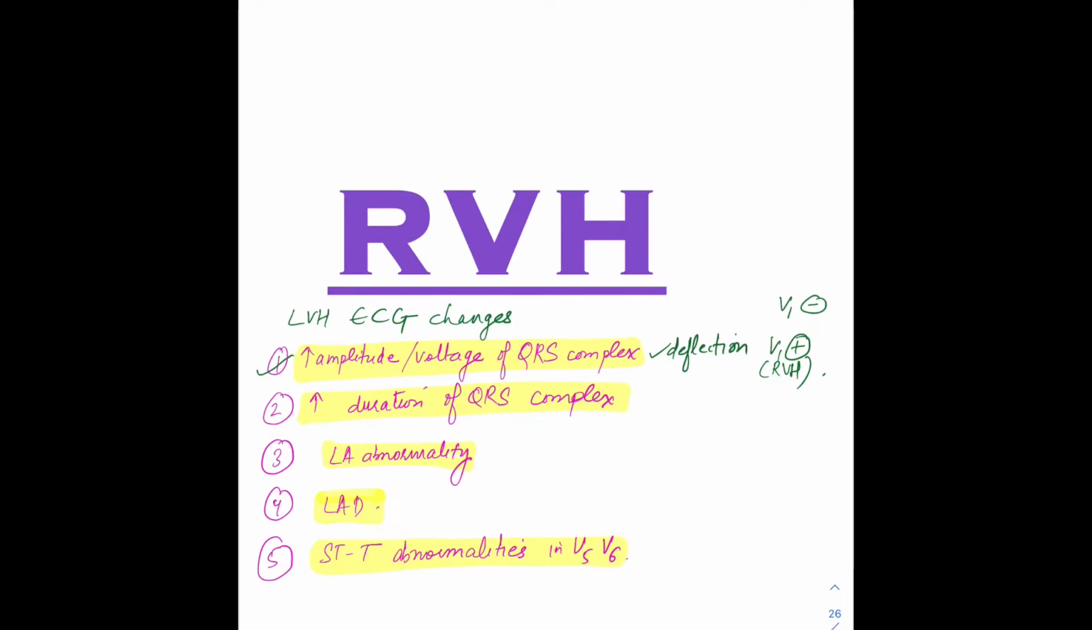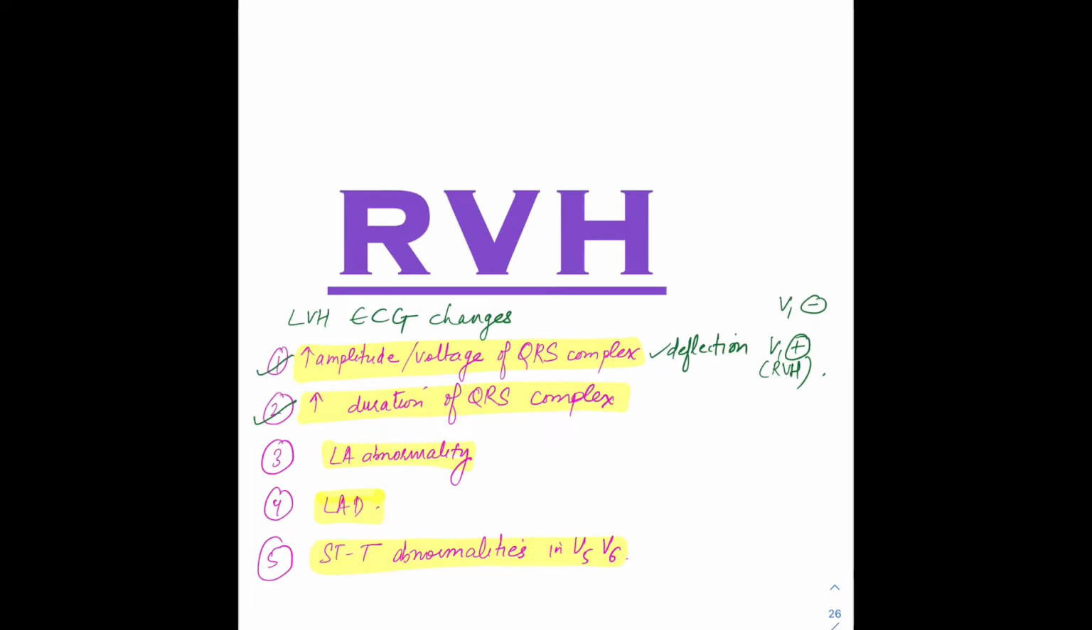This is something that will be more clear once I show you the criteria that we use for labeling the patient as having right ventricular hypertrophy and the ECG abnormalities that we see in case of right ventricular hypertrophy. The only thing that you need to remember for the time being is that the deflection of the QRS waves is very important in case of right ventricular hypertrophy, more important than the voltage. The second is the duration of the QRS complex.